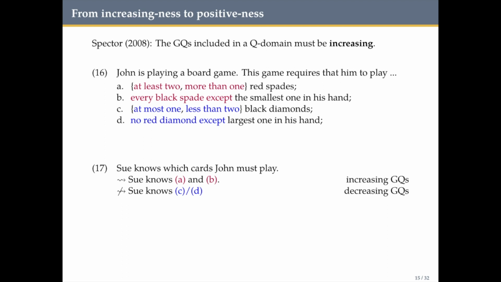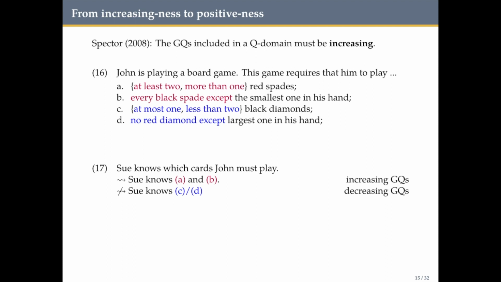Imagine that John is playing a board game. The ABCD in 16 lists a set of game rules, and each game rule specifies a generalized quantifier that ranges over a set of cards. In particular, in A and B, the red ones are increasing generalized quantifiers. In C and D, the blue ones are decreasing generalized quantifiers.